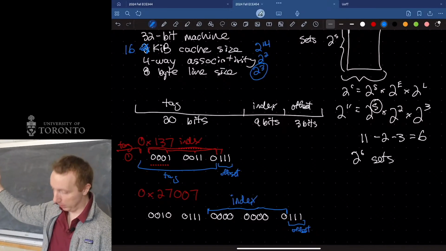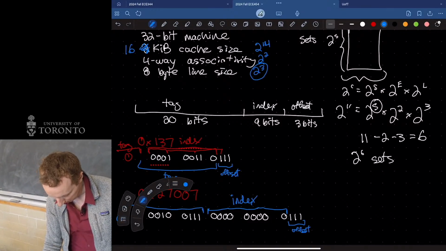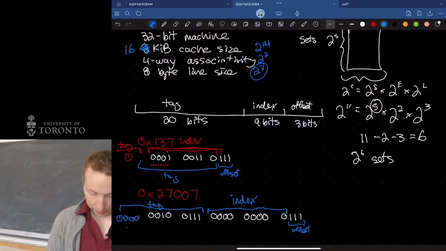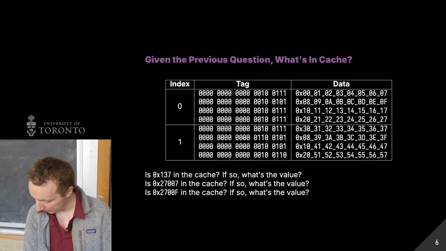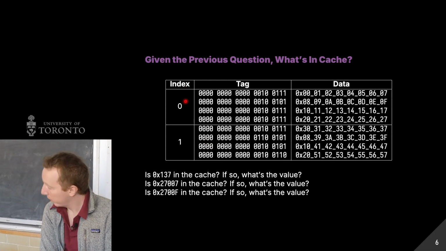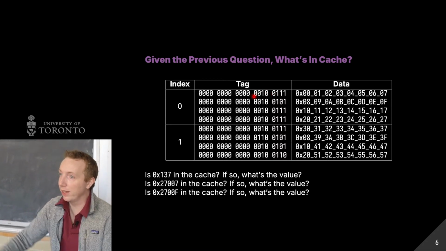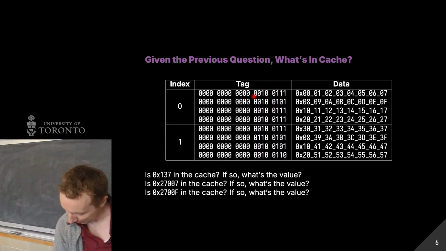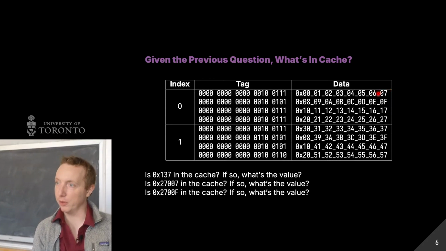So my index would be 0, and then the remaining bits, which would be zeros all up here, would be my tag. In that circumstance, I would be looking at index 0, which is here, and then looking for the tag that matches that. Spoiler alert, it is the first one. It's there. Yay, it's in cache. So the offset is 7, so we're looking at the 7th byte. That should be the value 07.